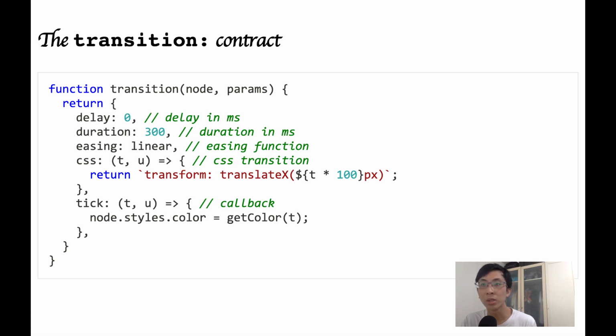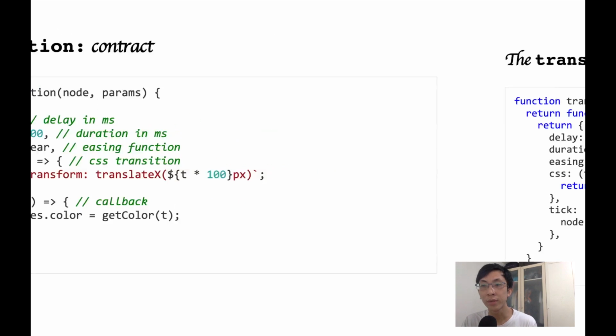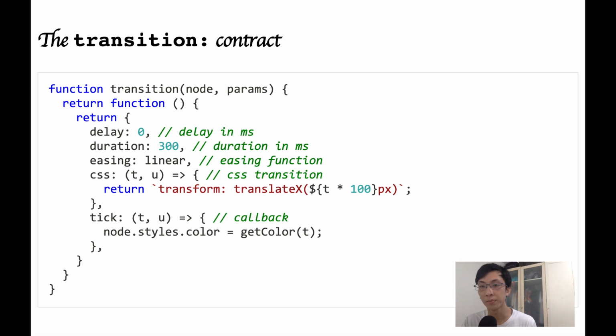Here is how the transition function should look like. It's a function that takes in two parameters: the element node the transition is applied to, and the parameter that is passed into the transition. And it should return an object that describes the transition, or return a function that returns the object.